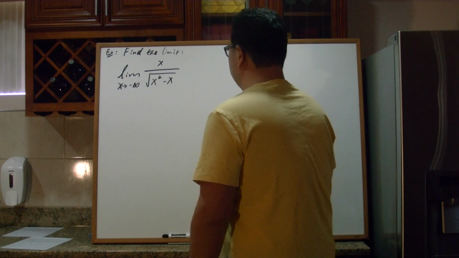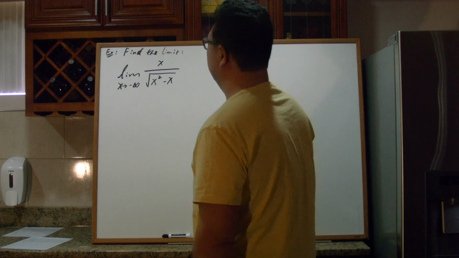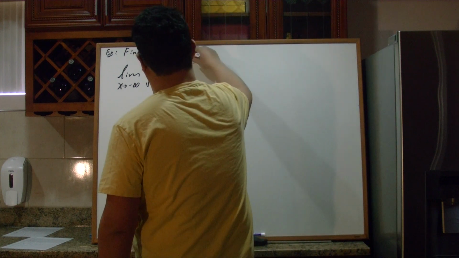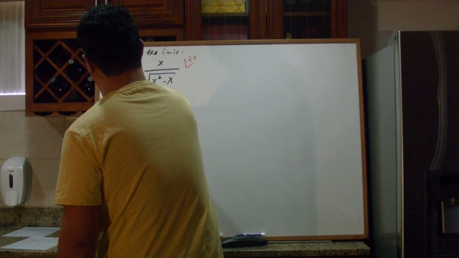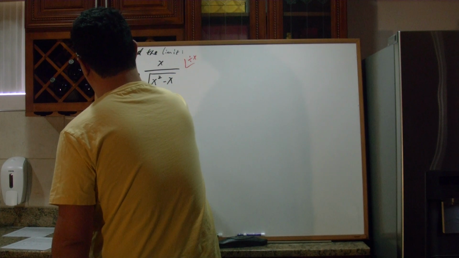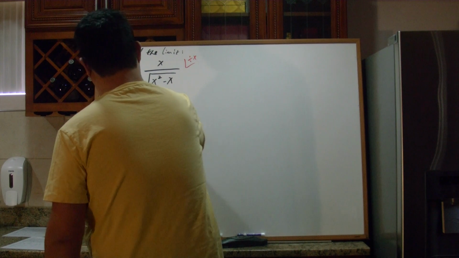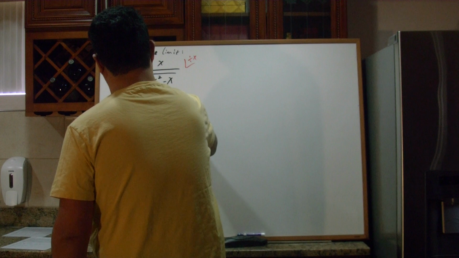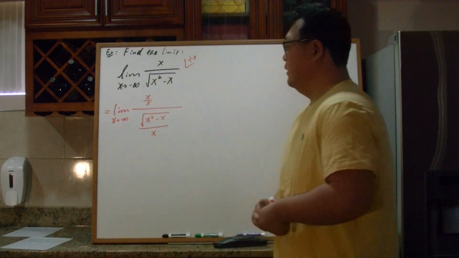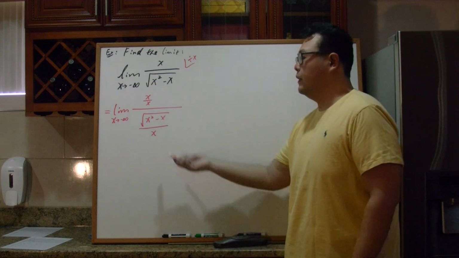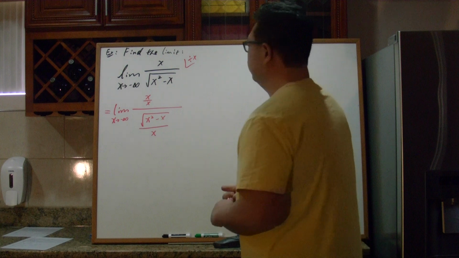So how do we do this question? We need to use a fact. First of all, since they both are x, we divide by x to do the question. That is the limit as x approaches negative infinity of x over x, divided by radical x squared minus x over x. Now we face a problem that x needs to be taken into the radical.